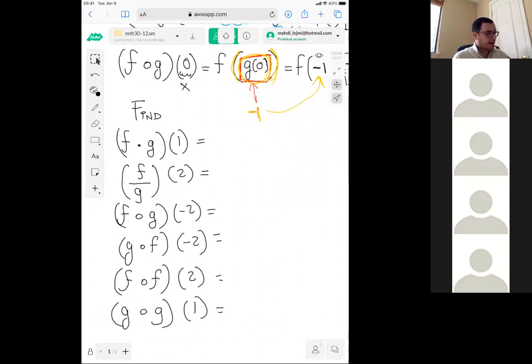Again, guys, this dot here, the dot means multiplication, right? And the circle means composition, right? So it's just two different operations.